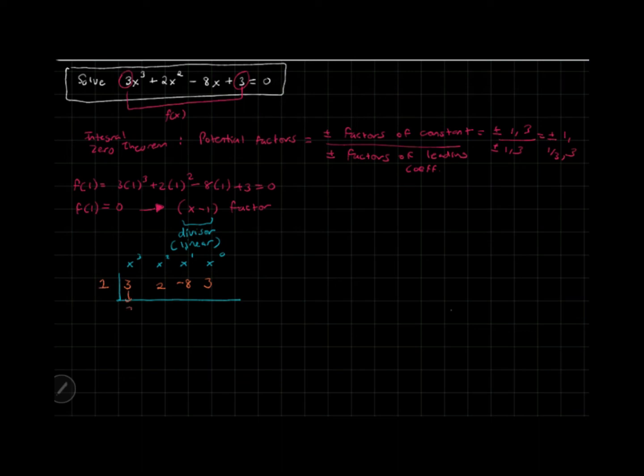So I'm going to bring this guy down. This is my leading coefficient. I multiply it: 1 times 3, +3. Then you add these coefficients, so you get 5. 1 times 5 is +5. -8 plus 5 is -3. And 1 times -3 is -3. And then when you add it, 0.